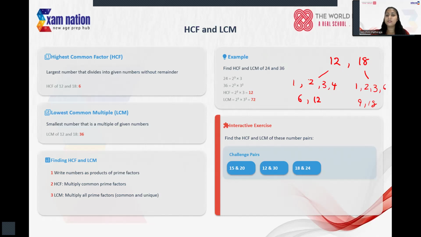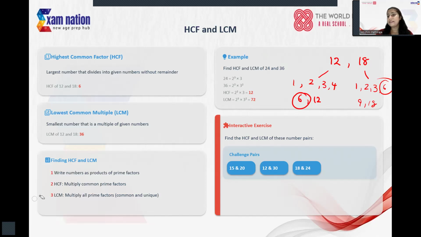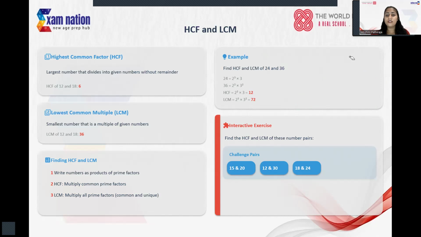1 is a common factor, 2 is a common factor, 3 is a common factor, 6 is a common factor. Then what is the largest factor for these two? It is number 6. Therefore, 6 is the highest common factor for numbers 12 and 18, right? Then what is the lowest common multiple? The smallest number that is a multiple of the given numbers.